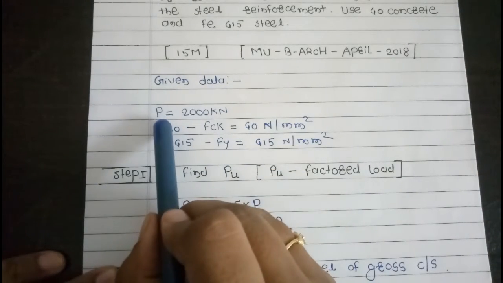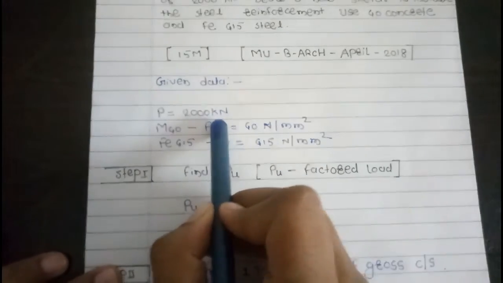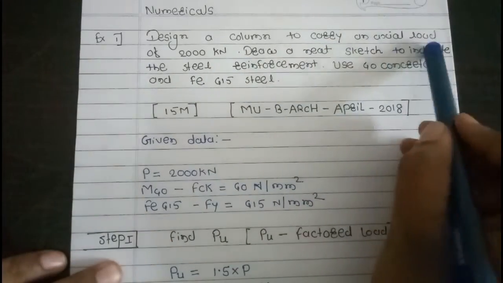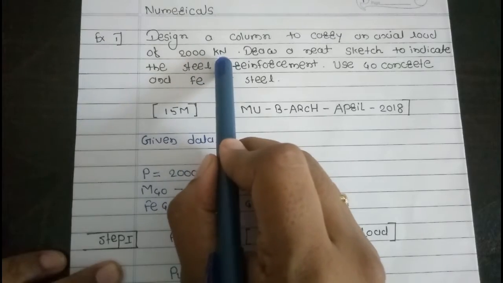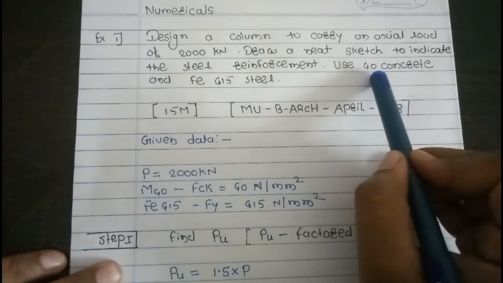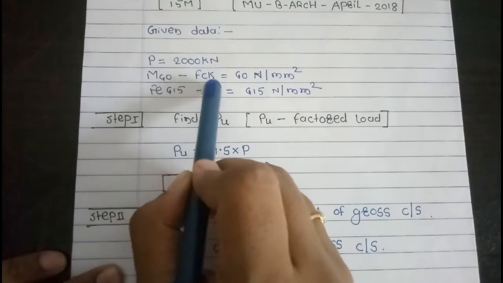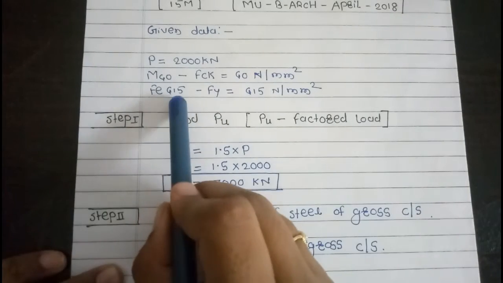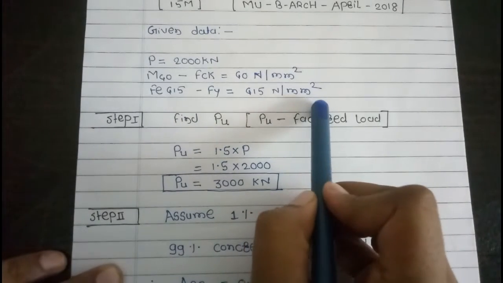Given data. First of all, write given data. P is equal to 2000 kN. You can see this question: carry an axial load 2000 kN means P is 2000 kN. Then fck and fy are given. So write given data: M40, fck is equal to 40 N/mm², Fe415, so fy is equal to 415 N/mm².